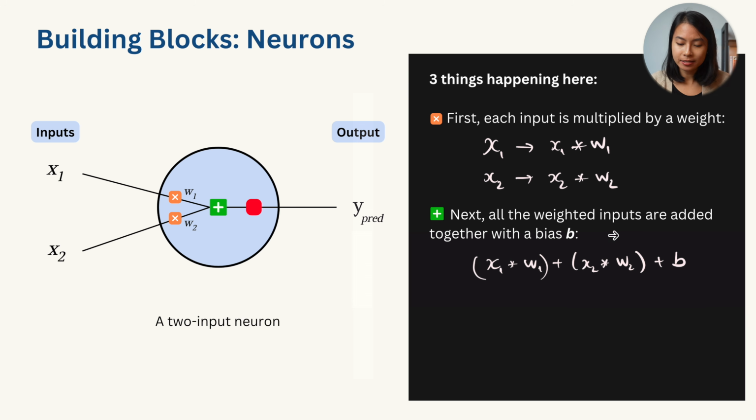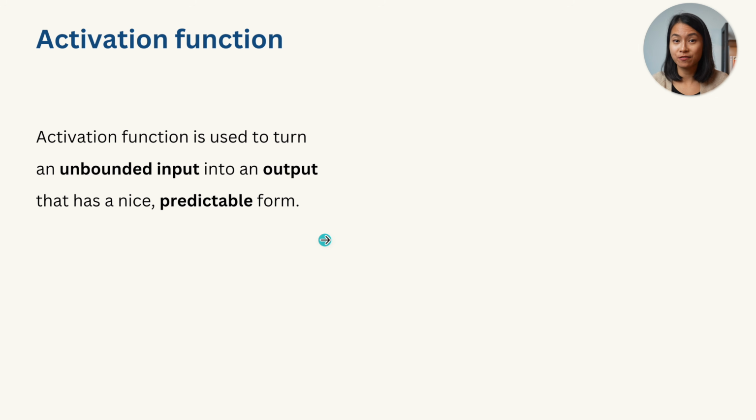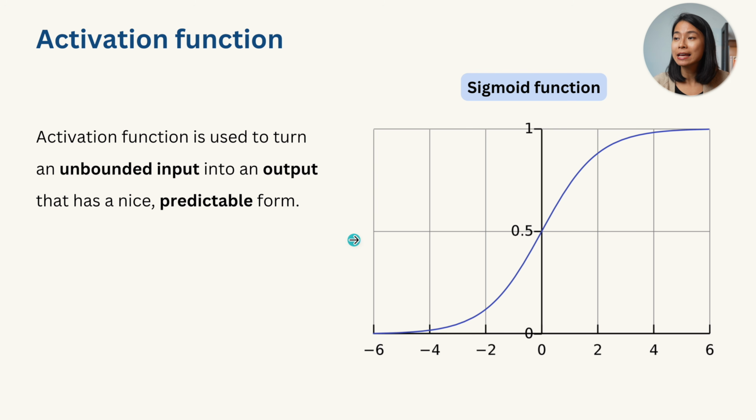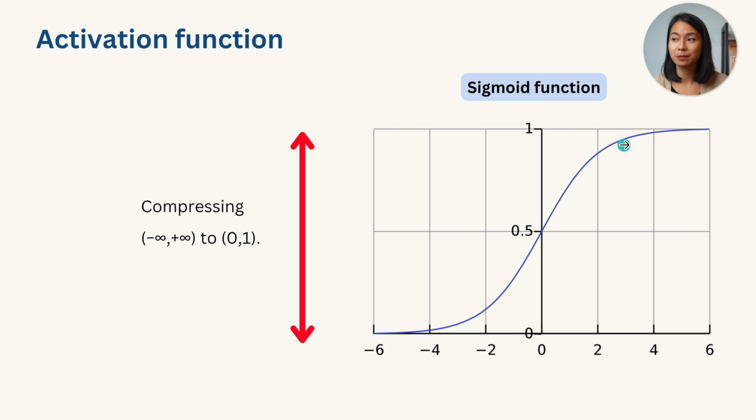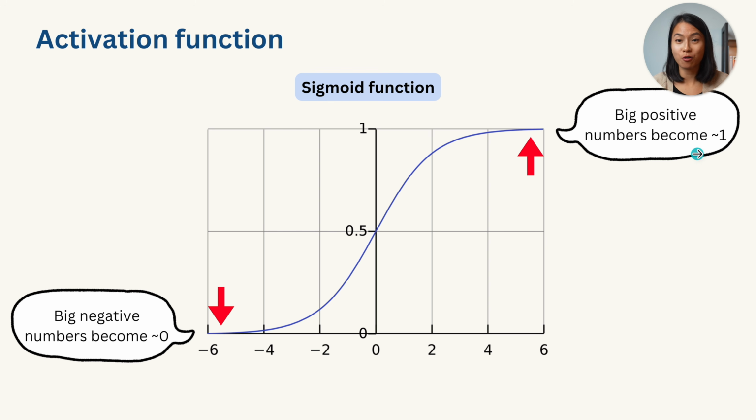And finally, this sum is passed through an activation function. The activation function is used to turn this sum into another value in an interesting way. There are many different activation functions, but a commonly used one is the sigmoid function that looks like a nice S-curve like this. This sigmoid function turns an unbounded input into an output that has a nice predictable form. You can think of it as compressing any real number into a number between 0 and 1. So the big negative numbers become 0 and the big positive numbers become 1. And this is the formula for this function.